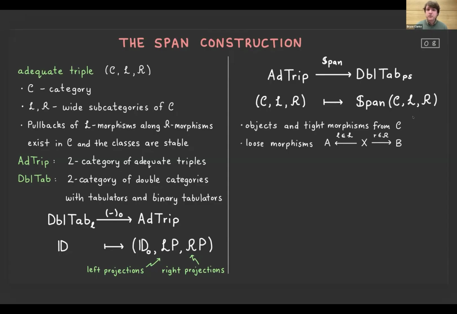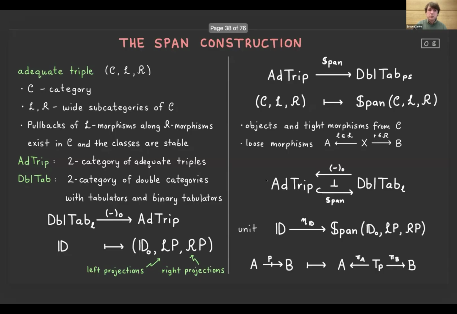And so now we get a double category whose objects and tight morphisms are those of C, and whose loose morphisms are now spans where the left leg is in L and the right leg is in R. Okay, and we can see how these things compose and so on from the assumptions on this adequate triple.